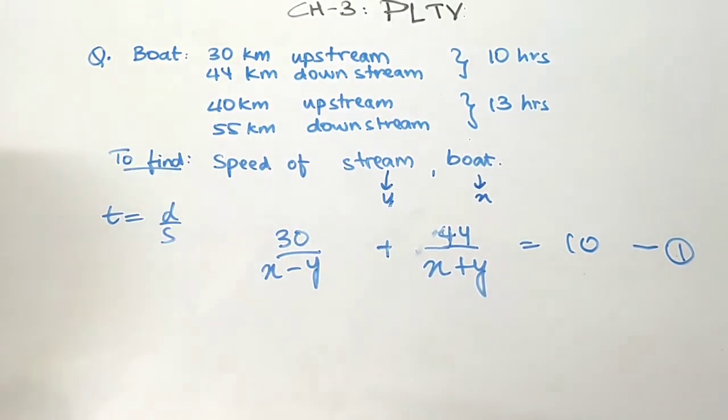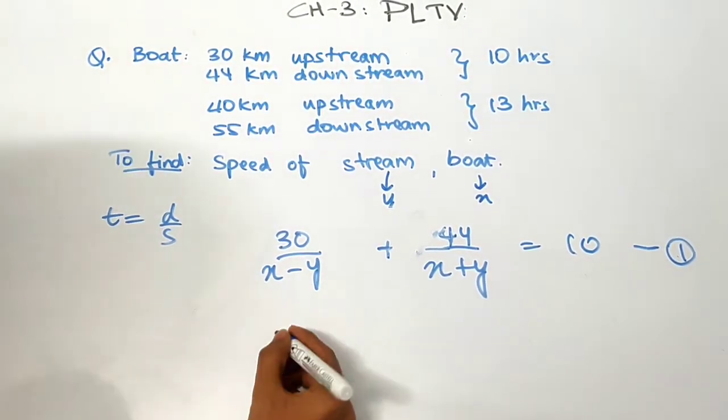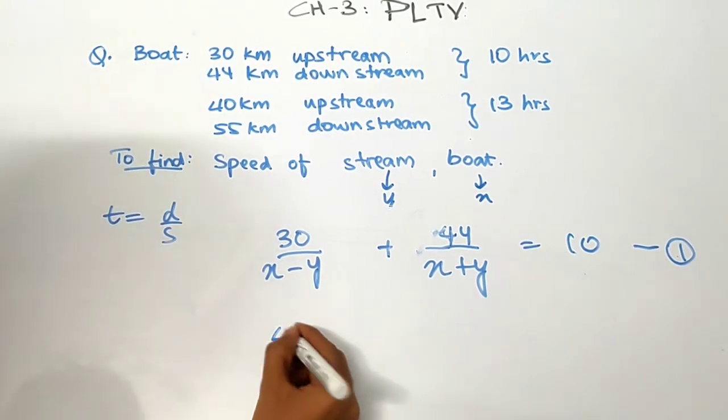Similarly, you can find out the equation number 2. It is very easy. Just substitute the same. So when going upstream, the distance is 40, d by s, right?